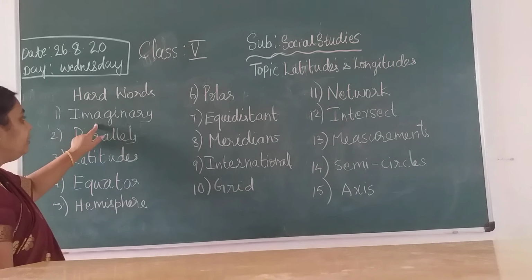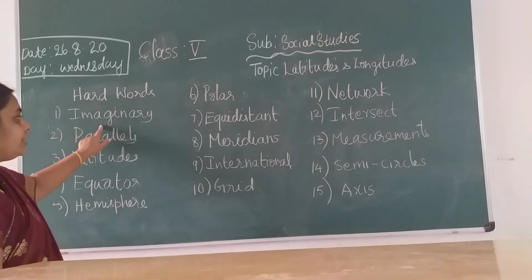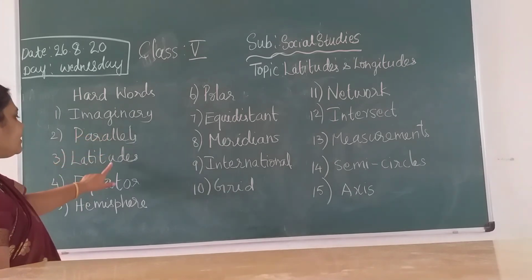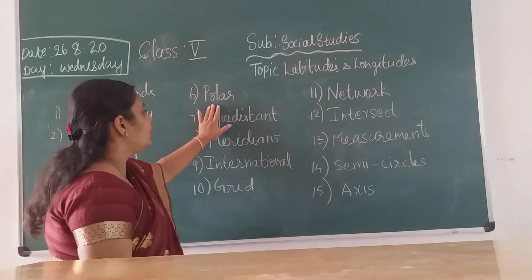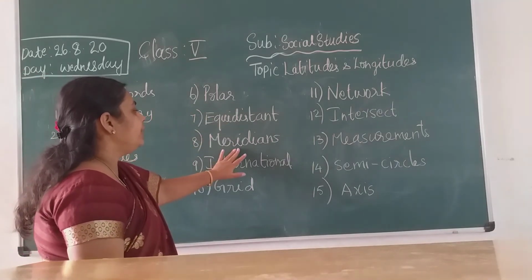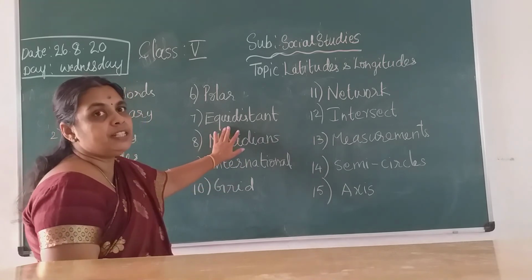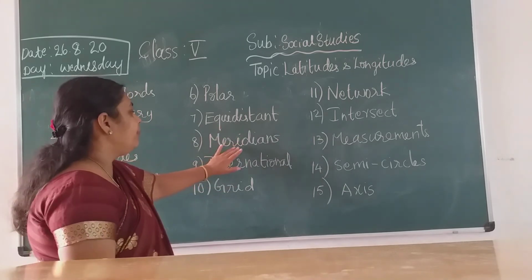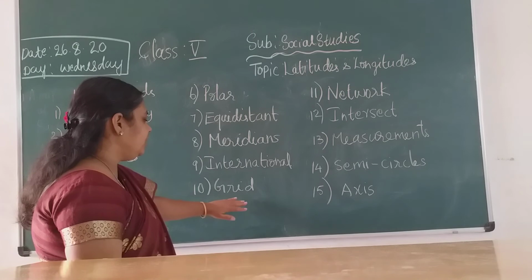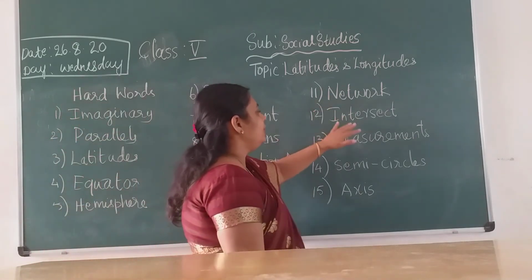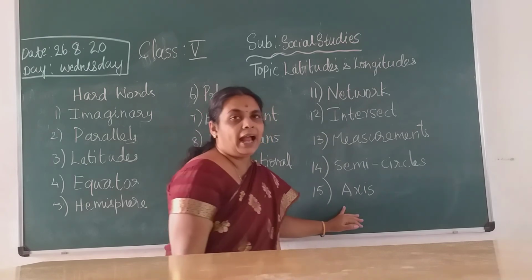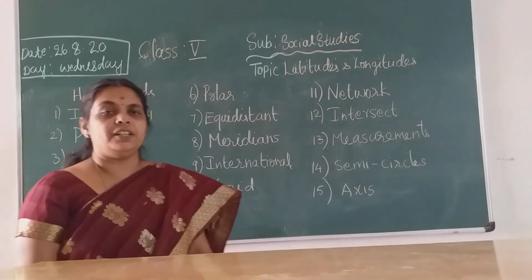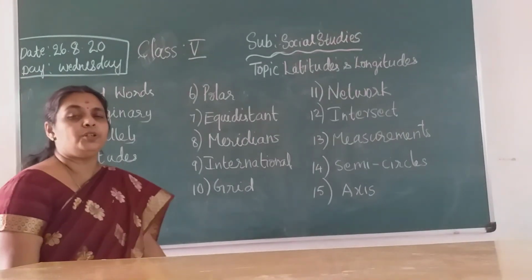Imaginary. Then parallels, latitudes, equator, hemisphere, polar, equidistant, meridians. Equidistant means equal distance. Meridians, international, grid, network, intersect, measurements, semicircles, axis, children. So note these keywords down in your notebook.